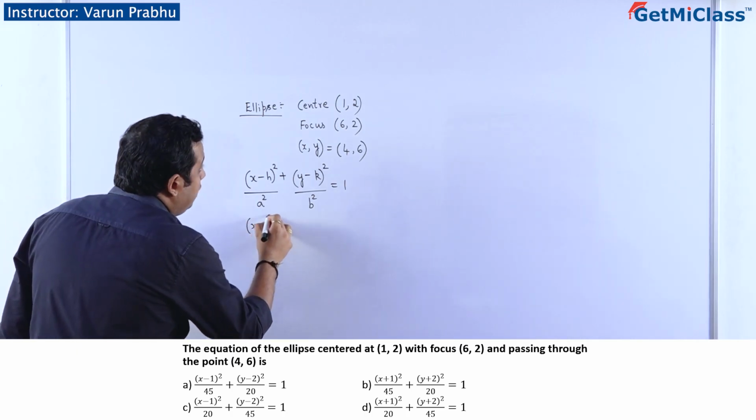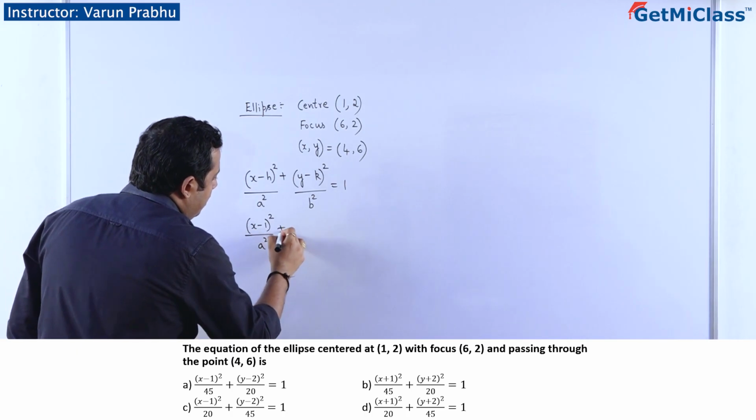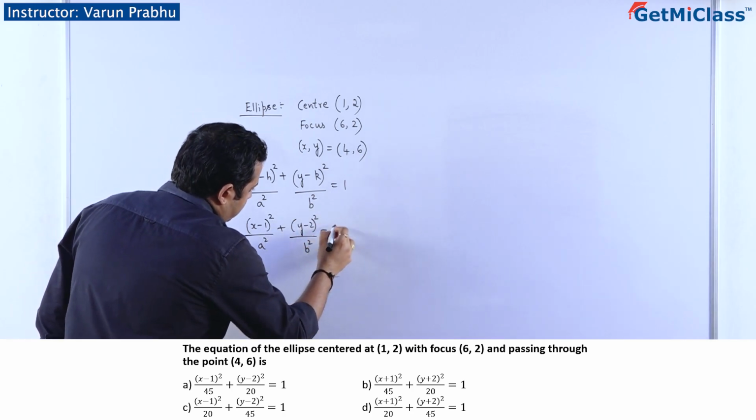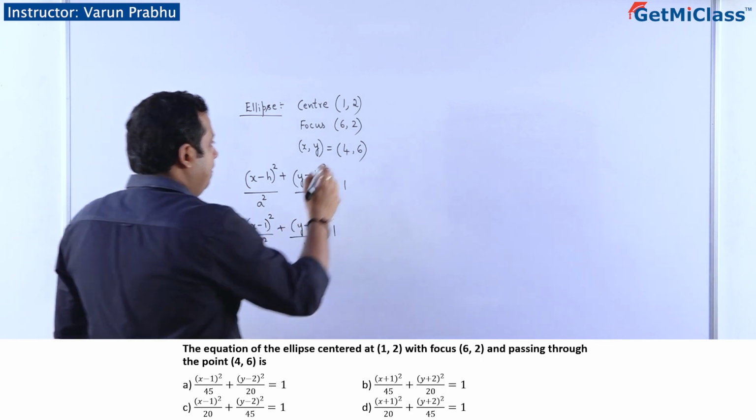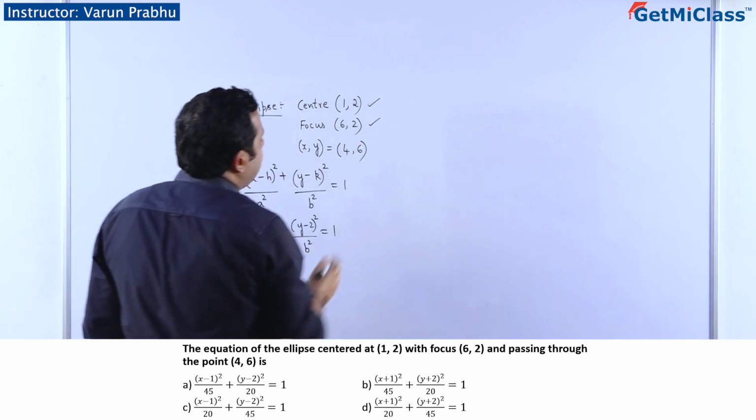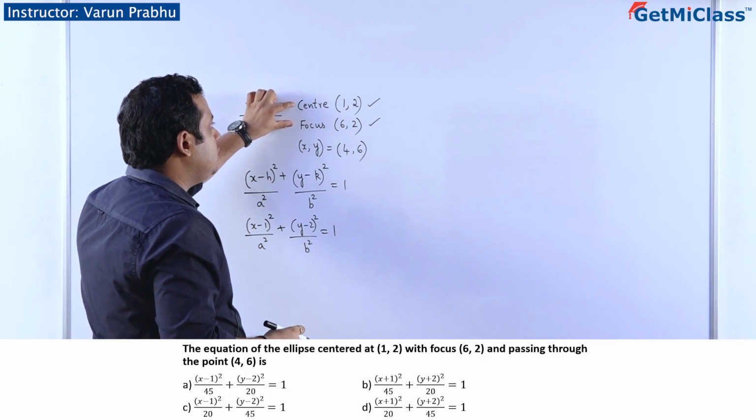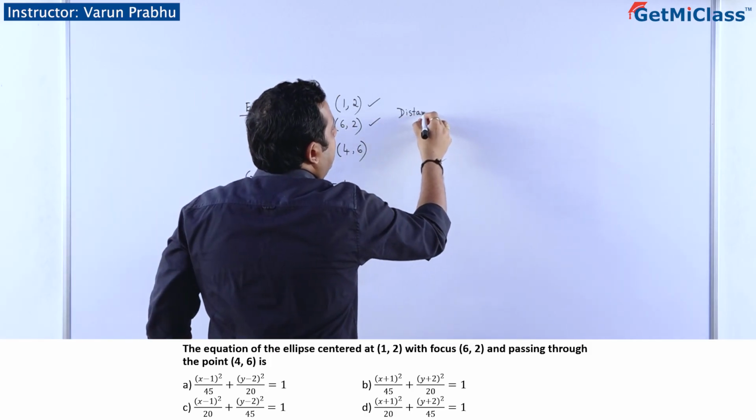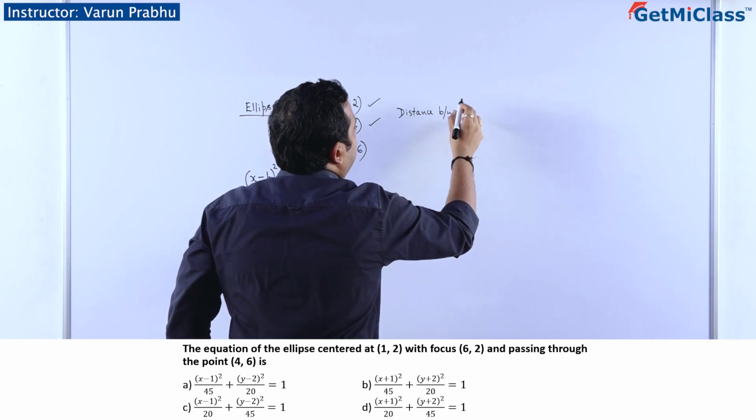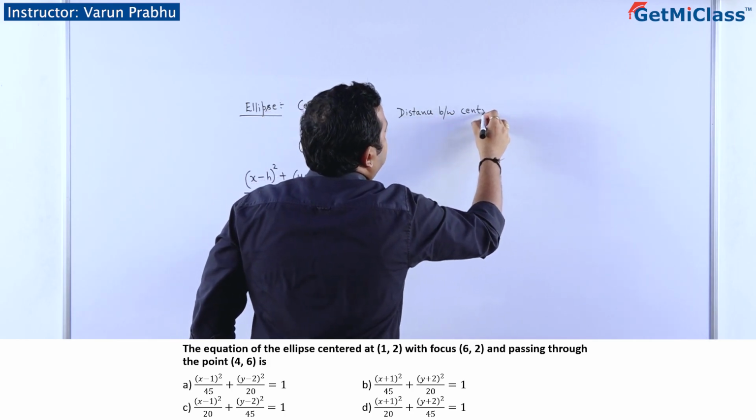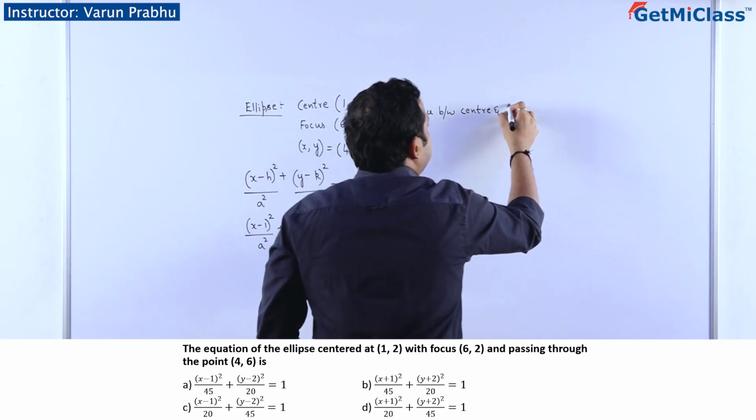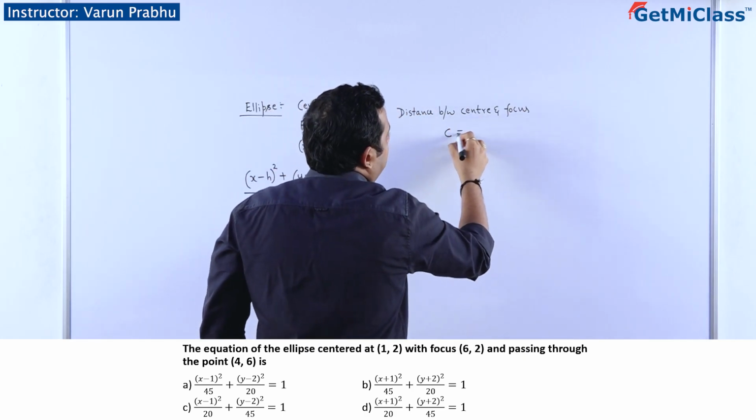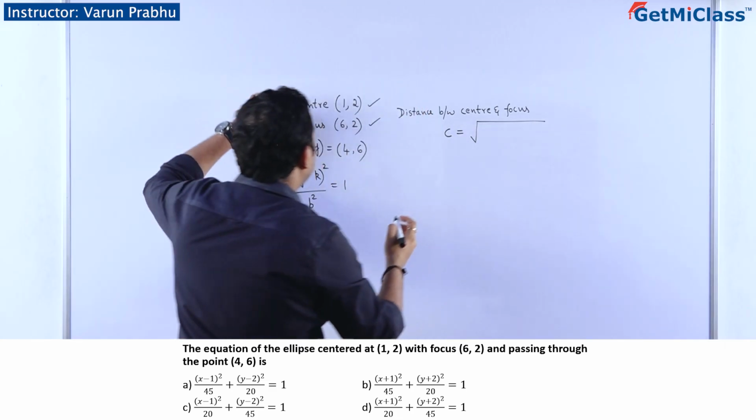So (x minus 1) whole square divided by a square plus (y minus 2) whole square divided by b square is equal to 1. The focus is at 6, 2. Now you calculate the distance between the center and the focus. That is denoted by c, right? For any focus, because the distance between the two foci is 2c. So c will be equal to, you calculate this part.